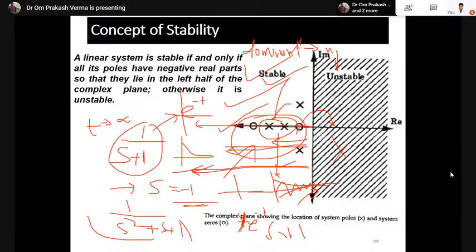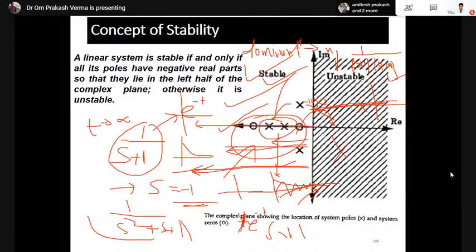And one question has already been asked in the GATE examination: 1 upon (s plus 1) times 1 upon (s plus 100), or something like that, is given. I don't remember exactly what the question is, but the dominant pole concept is like this. The first pole is lying at s equals minus 100, and the second is at s equals minus 1.